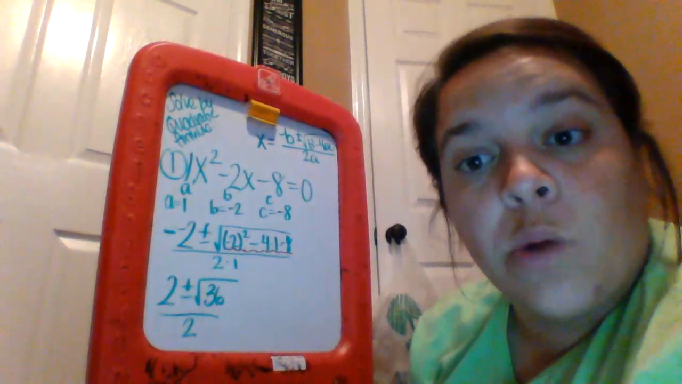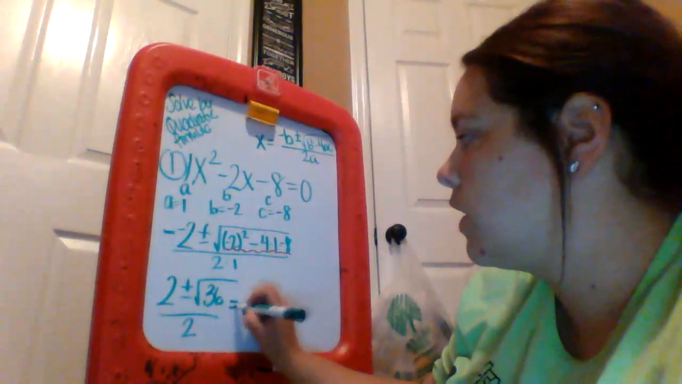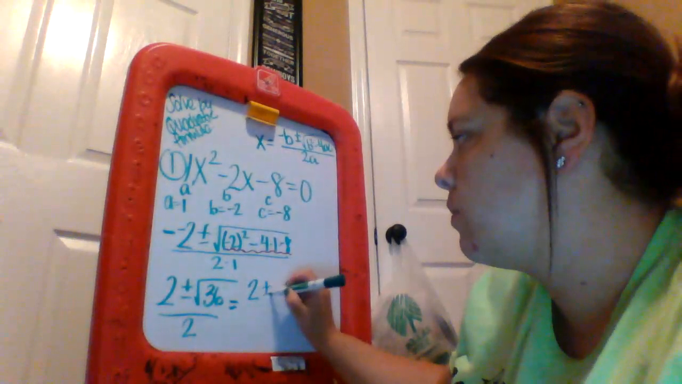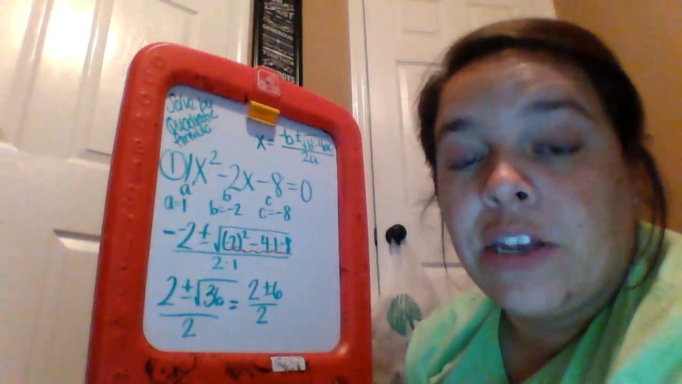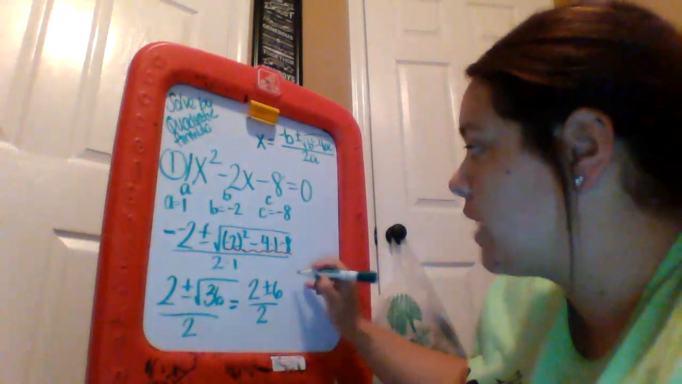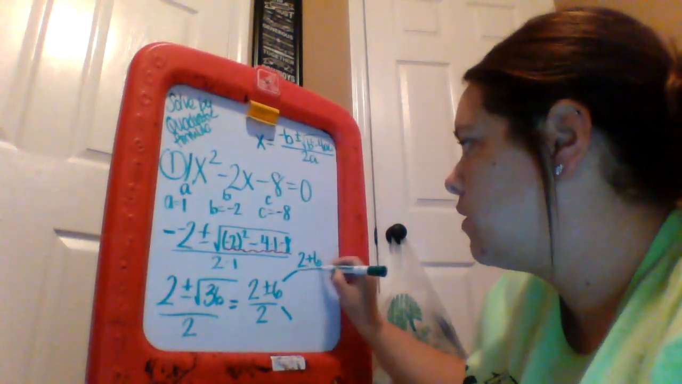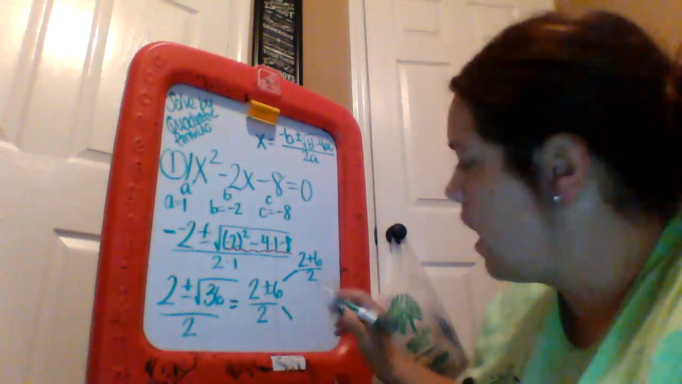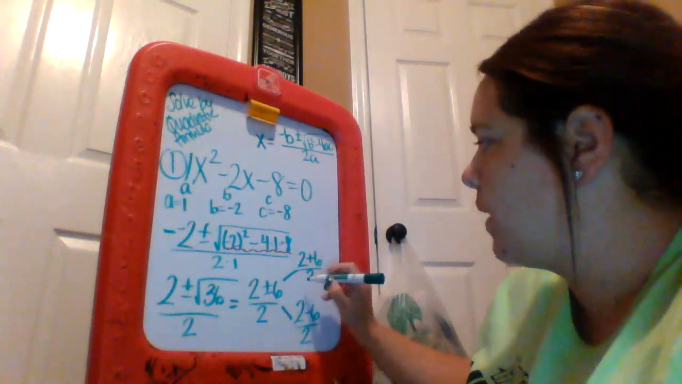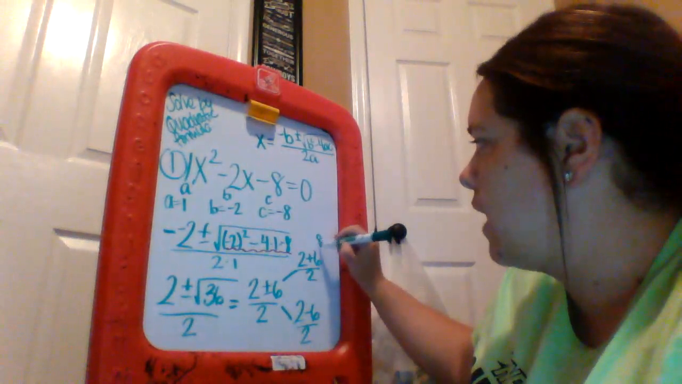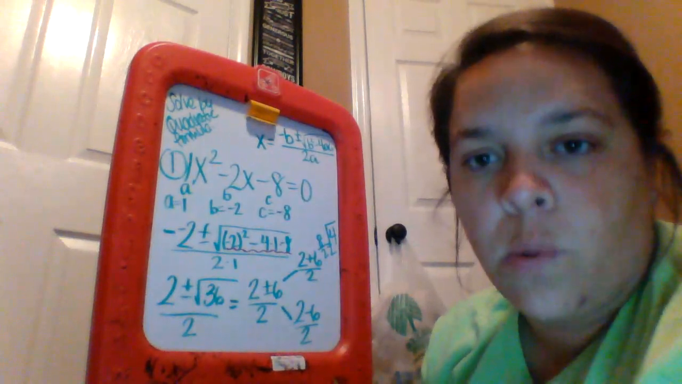All right, and then what is the square root of 36? The square root of 36 is 6. So this will be 2 plus or minus 6 divided by 2. And then you have to do the two answers. So I'm going to have to take this two ways: 2 plus 6 divided by 2 and 2 minus 6 divided by 2. So up here, this is 2 plus 6, so that's 8 divided by 2, which is 4. So one of my answers is 4.